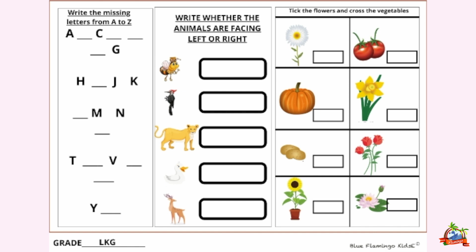Now let's move to our last section of the sheet, which is EVS, Environmental Studies. Take the flower and cross the vegetable. Okay, you all can recognize which is flower and which is vegetable.